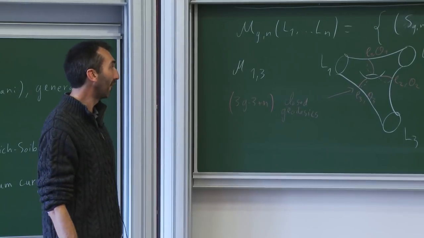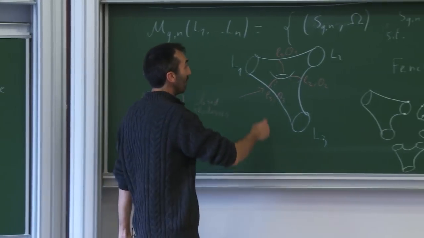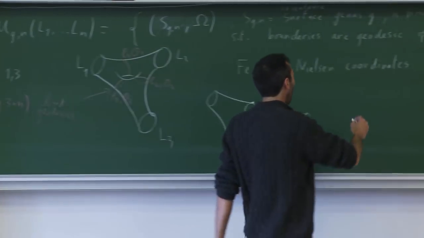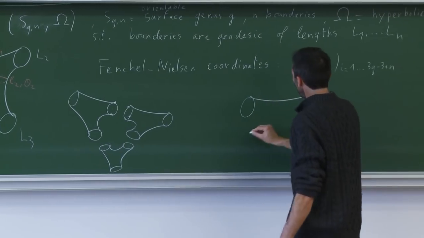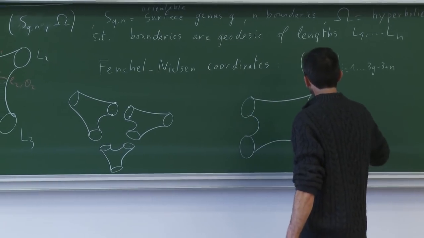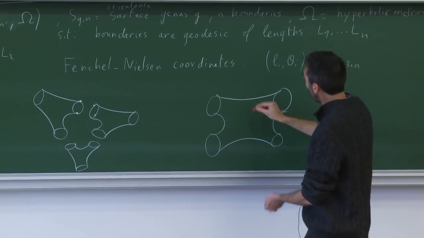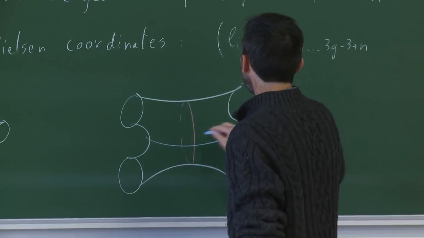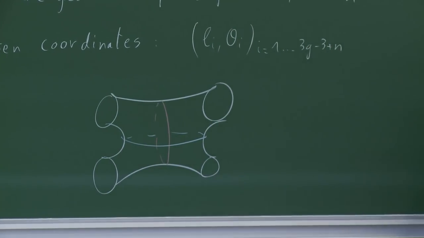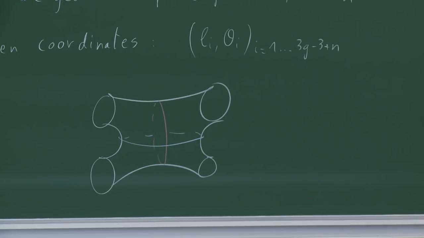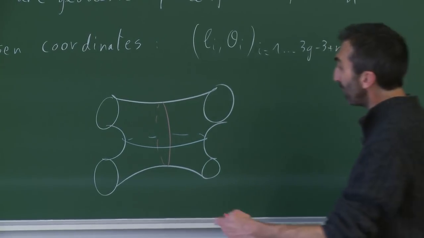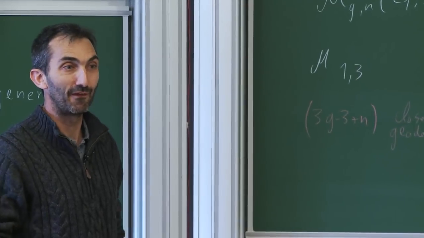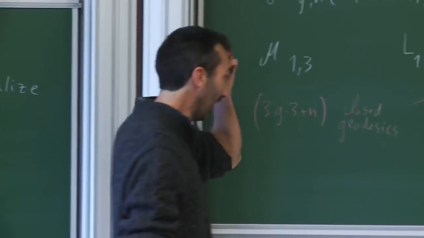They are not global coordinates because there are different ways of cutting the surface. Let me give you a very simple example. In M04, you can take this cutting, or you can take that one. You get two different length and angle coordinates, but both represent the same point in the moduli space. You have different coordinates because it's only local coordinates.